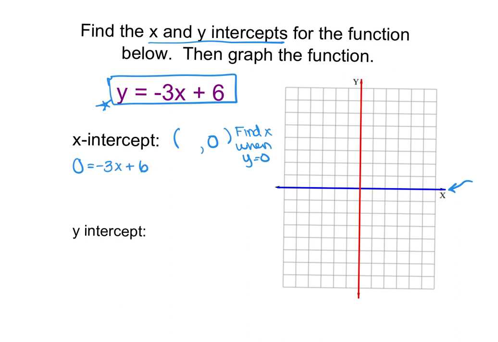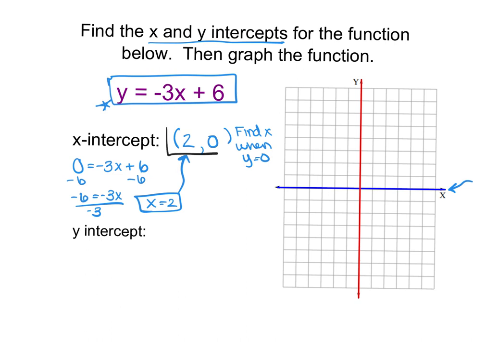Now what I need to do is solve for x. So I need to get x completely by itself. I'm going to start by subtracting 6 on each side. So I have negative 6 is equal to negative 3x. Then I'm going to divide each side by negative 3, and I end up with x is equal to 2. So this is my x-coordinate for my x-intercept.